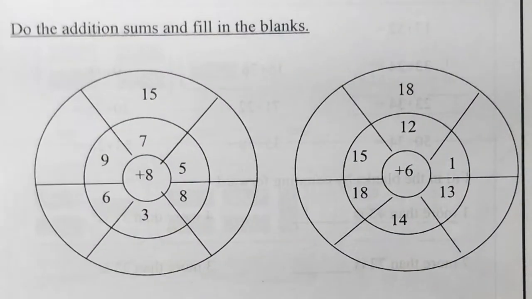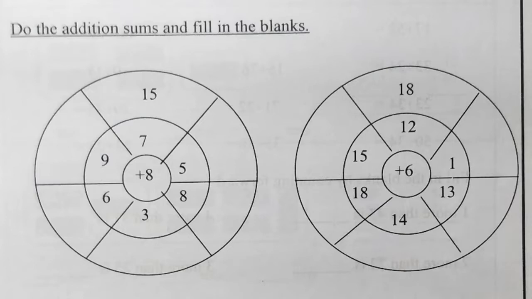Children, let's turn to page number 61 in Bal Ganit. Here you have to do the addition sums and fill in the blanks. Yesterday we learnt addition table, right? This is just like a wheel. We can even call it as an addition wheel. Okay, let's try to solve the sums here.